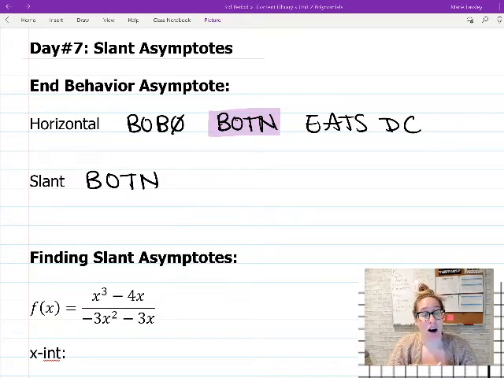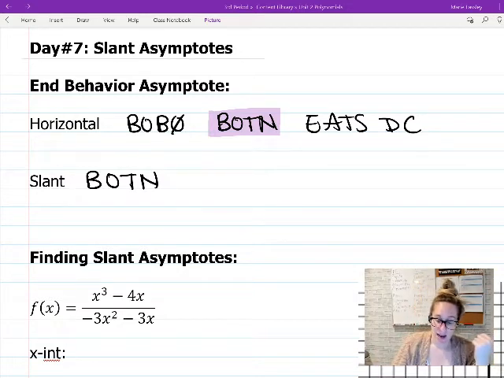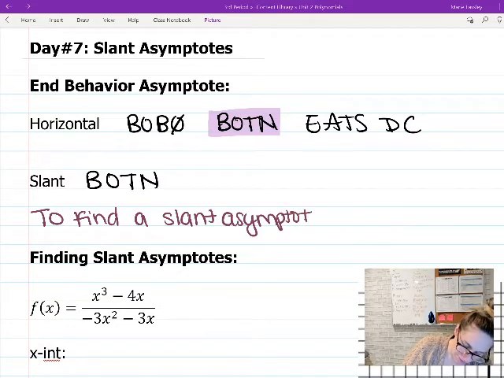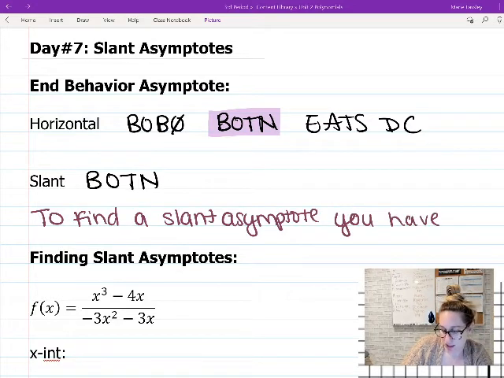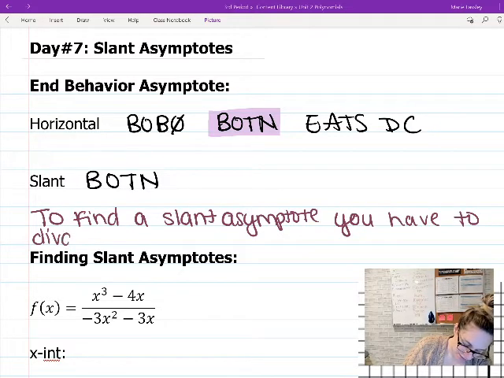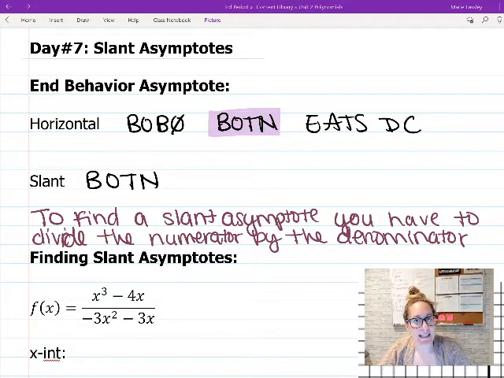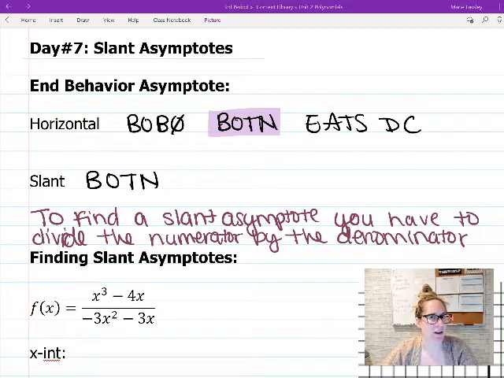And to find the equation of your slant asymptote, you do have to do some work. To find a slant asymptote, you have to divide the numerator by the denominator. You actually did this in Algebra 2. Now, I know last year was a weird year for you guys because you had the whole quarantine thing, so some of you guys didn't exactly get to do this because rational functions was the unit that kind of got disrupted by the pandemic last year.